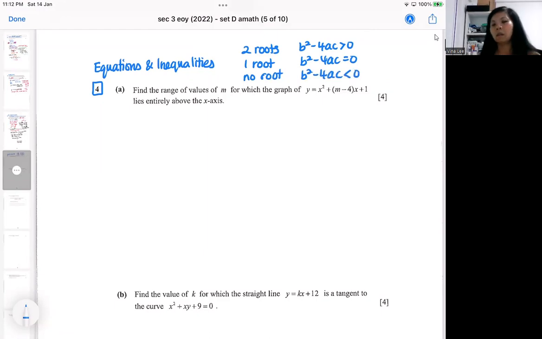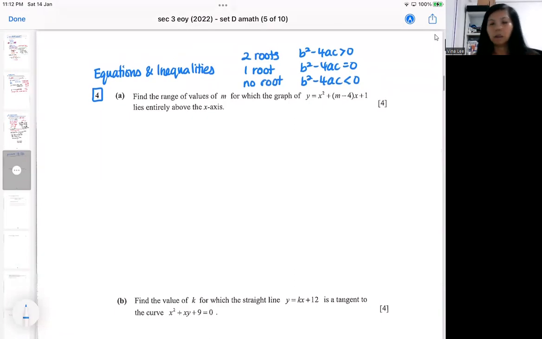So this is the one that a lot of people couldn't relate. They find that they will forget, or when they see another question, they don't even recognize that it's a discriminant question. So again, what are roots? Roots are intersection. It can be intersection with the x-axis, or it can be intersection between lines and curves. So roots are like intersection.